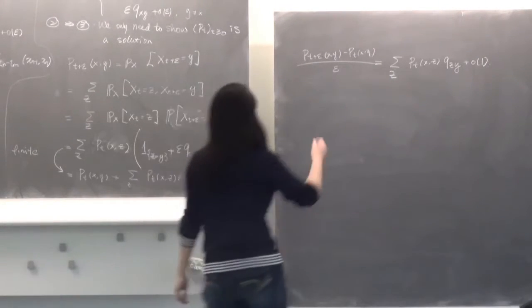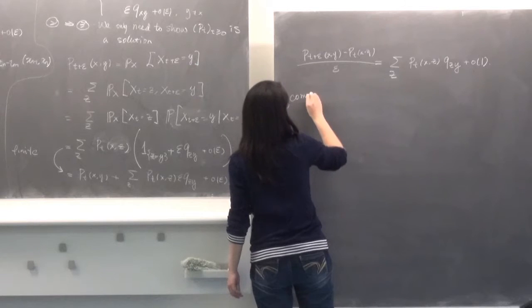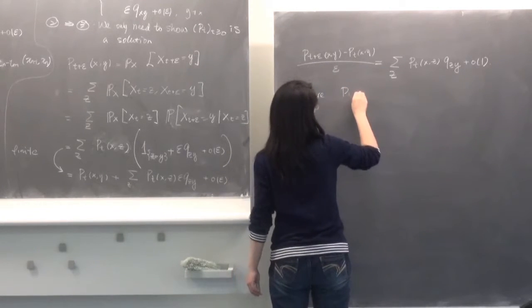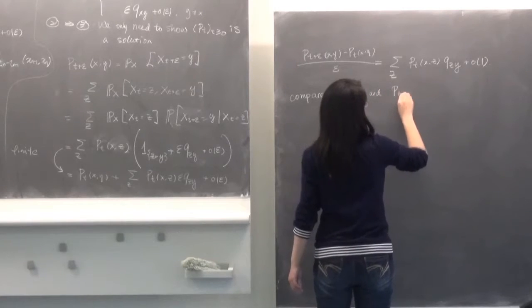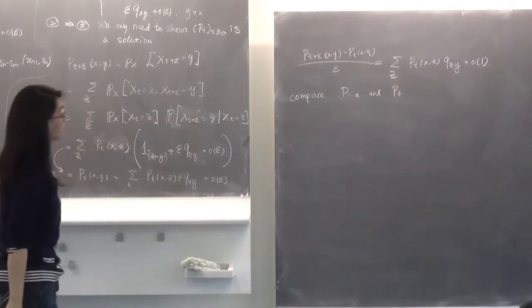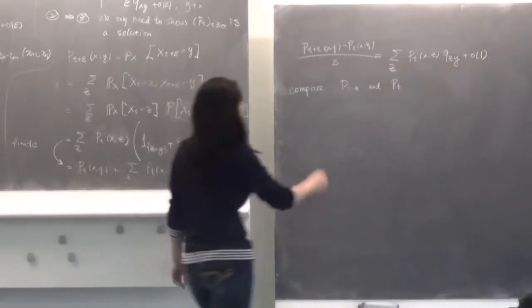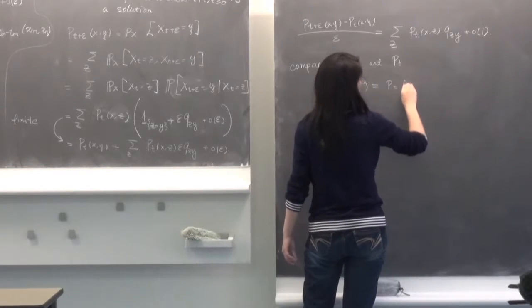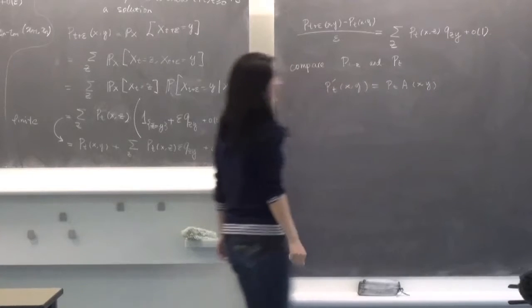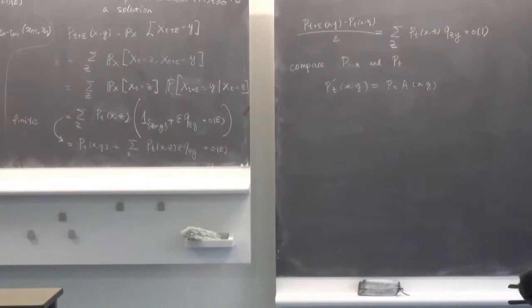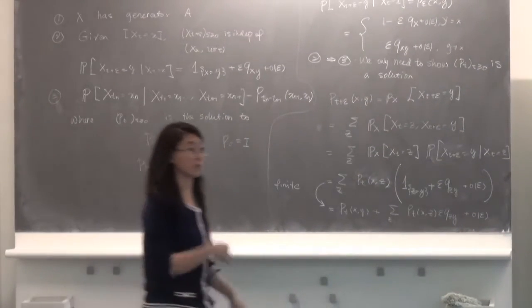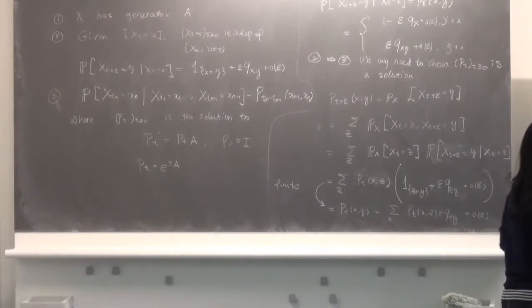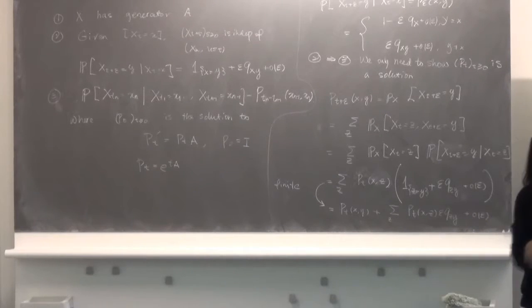And we can also compare P_{t-ε} and P_t in a similar way, and we will get a similar expression as here. So then we take ε goes to 0. What we have is P_t'(x,y) equals the sum of P_t times A(x,y). So this tells us the semigroup P_t satisfies this forward equation. And from the previous lemma, we know that e^{tA} is the unique solution to the forward equation. So then P_t has to equal e^{tA}.